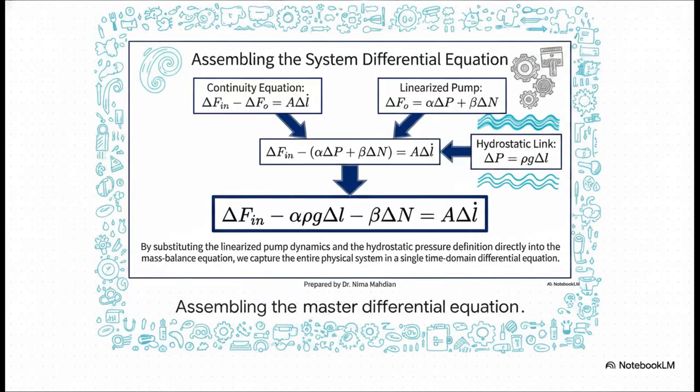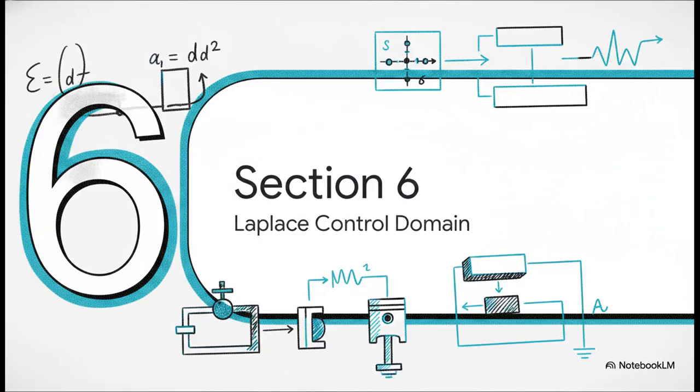Now we assemble our master equation. Trace the logic downward with me here. We start with our continuity equation. We substitute our linearized pump dynamics in for delta FO. Then we look at our hydrostatic link and substitute rho g delta L for the pressure term. And there you have it. This elegantly combines our mass balance, our pump dynamics, and our fluid head pressure into one single master time domain differential equation. Finally, the payoff.